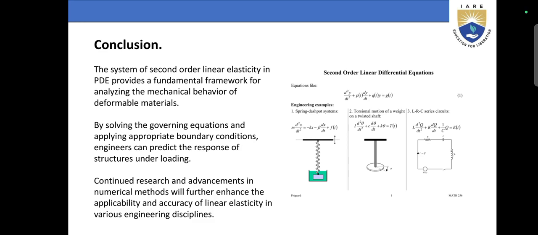It is used in the mechanical behavior of deformable materials. The equations look like d squared y by dt squared plus p of t times dy by dt plus q of t times y equals g of t. We know the boundary conditions. Engineers can predict the response of structures under loading.